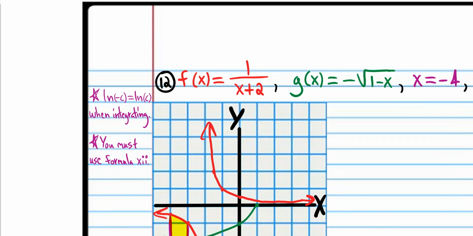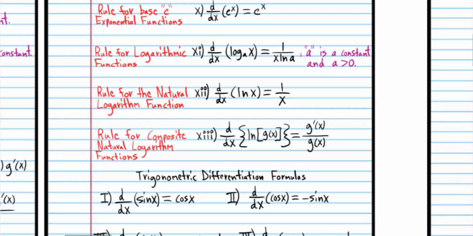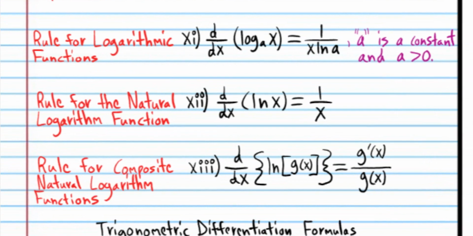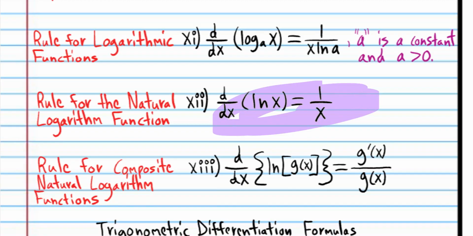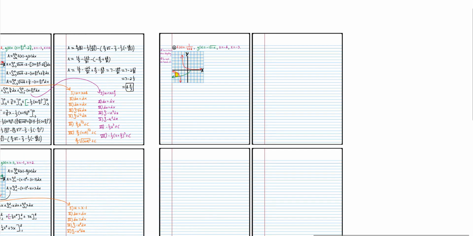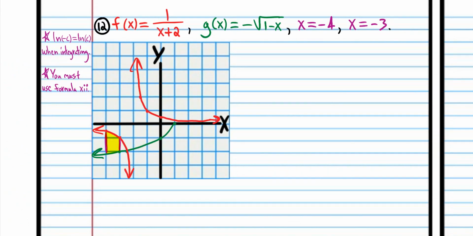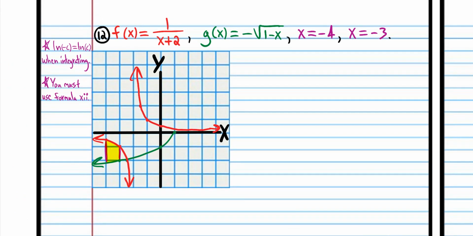Also, you have to use formula number 12. So let's go look at formula number 12 real quick here. So the derivative of natural log x is 1 over x. You need that. Okay. So try number 12, and when you come back, we'll do it together.